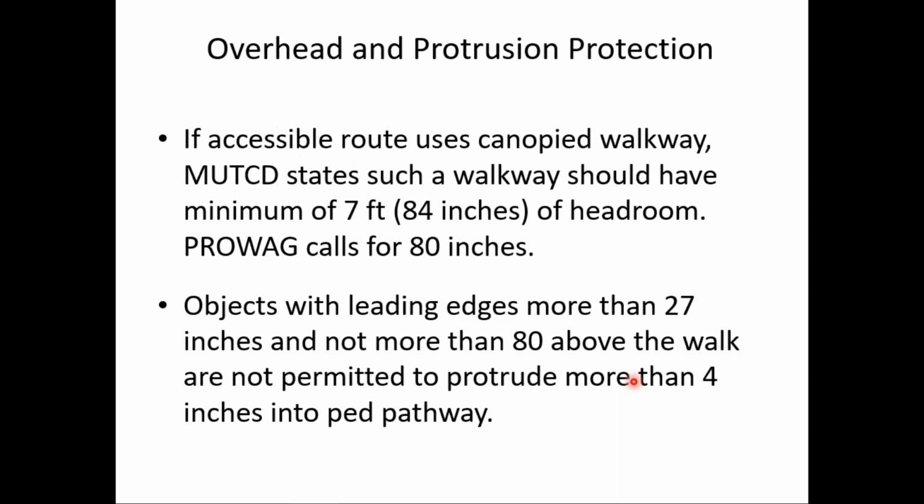The MUTCD says if an accessible route uses canopied walkways, the walkway should have a minimum 7 feet of headroom. And remember, PROWAG calls for 80 inches, so there is a little bit of a discrepancy between the two. And MUTCD says objects with leading edges more than 27 inches and not more than 80 inches above the walkway are not permitted to protrude more than 4 inches into the pedestrian pathway. So this is the protruding object criteria we talked about earlier with respect to PROWAG.